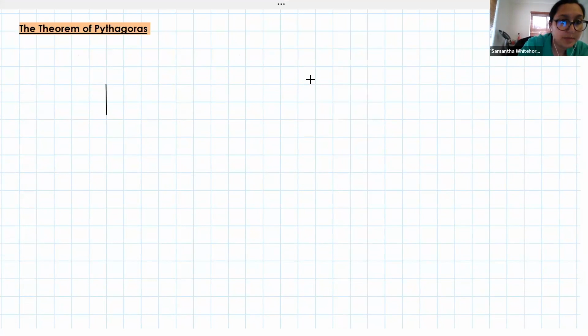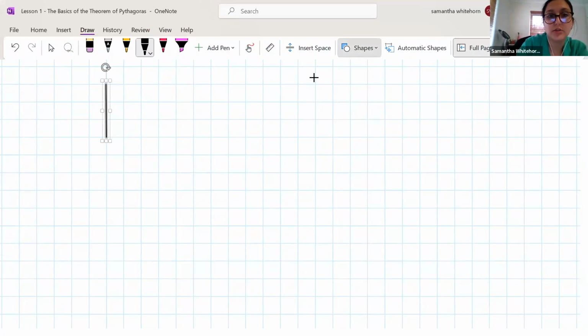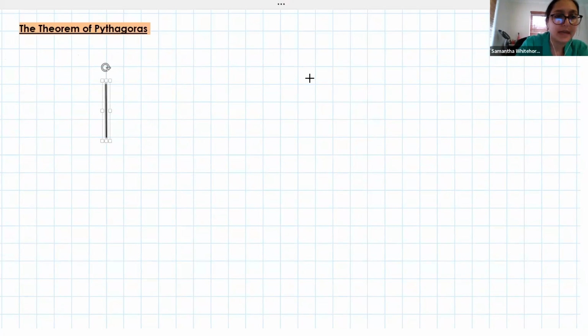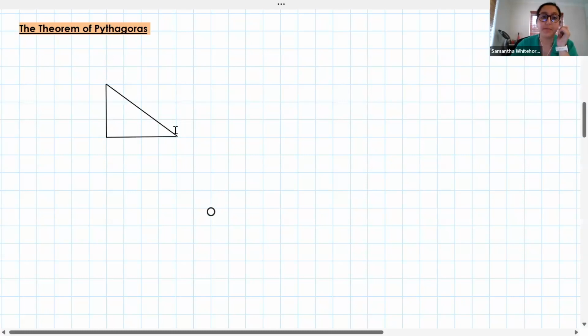All right, so Pythagoras works specifically with right-angled triangles. So we can only use Pythagoras in a right-angled triangle. And Pythagoras is used to determine side lengths in a triangle. It can be any one of the three sides that we have, but Pythagoras helps us work out side lengths in a triangle.